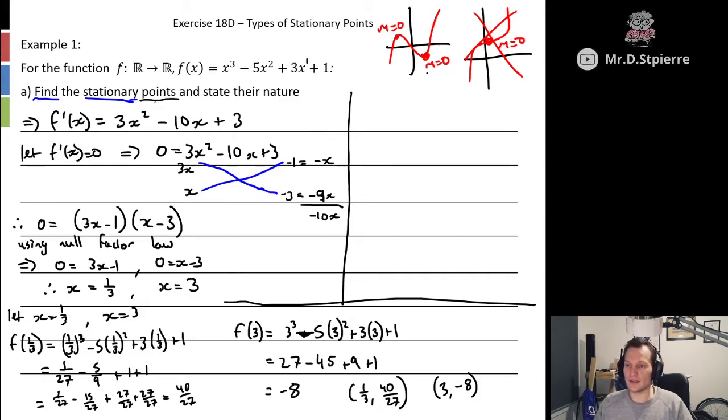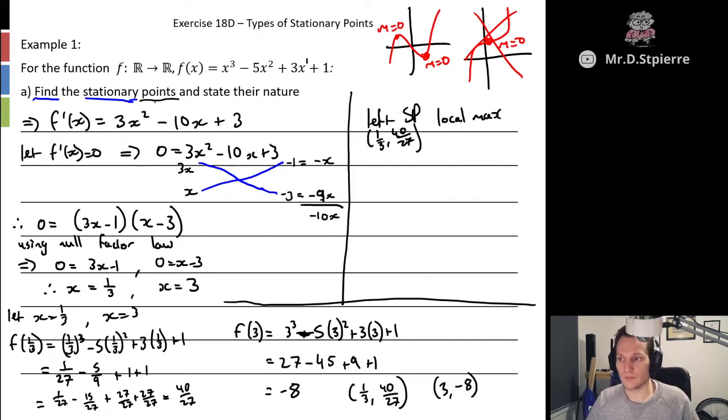So looking at this, it's a positive cubic function. It needs to be trending upwards, so the left stationary point must be a local max, and the furthest left one is (1/3, 40/27), and the furthest right must be a local minimum, which is the (3, -8). So if you knew the function and recognized its form, then that's the shortcut. But what if we don't recognize the form?